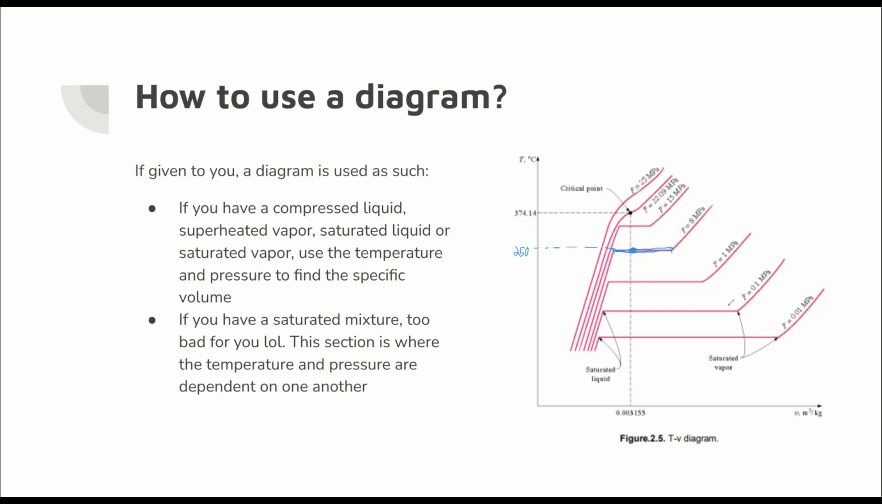Now, if you're anywhere else within the graph, so if you're a little more above, or you have a higher pressure and it hits the line at a different point, you have a different specific volume, et cetera, then temperature and pressure become independent from one another, and you can find any property.